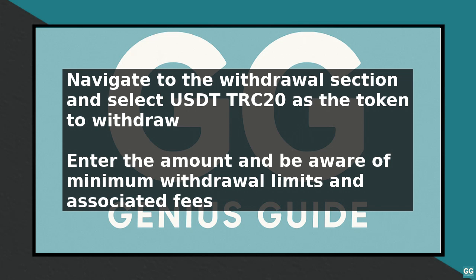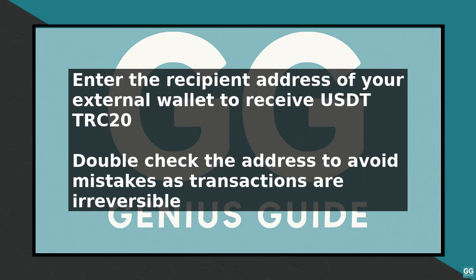Then, enter the recipient address, which is the address of your external wallet where you want to receive the USDT TRC20. Double-check the address to avoid any mistakes, as transactions on the blockchain are irreversible. After entering the address, review the transaction details, including the amount, fees, and the recipient address. If everything is correct, confirm the transaction.